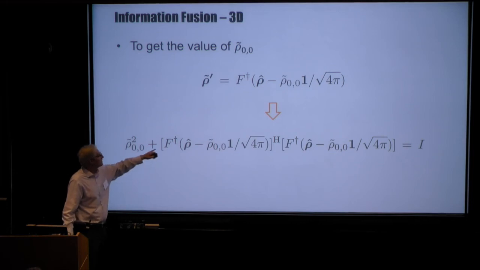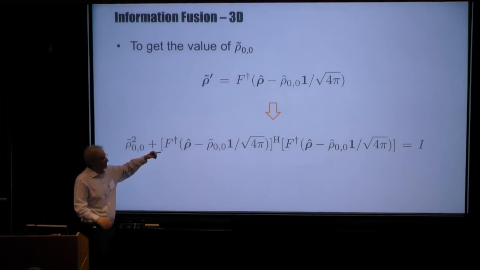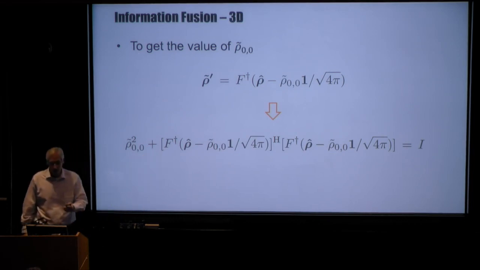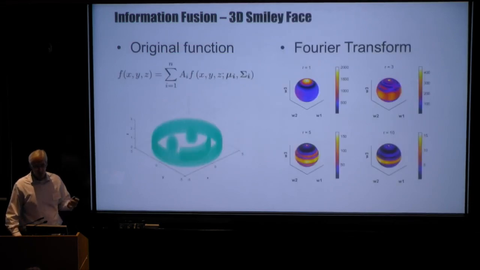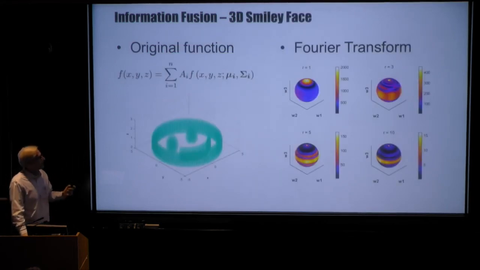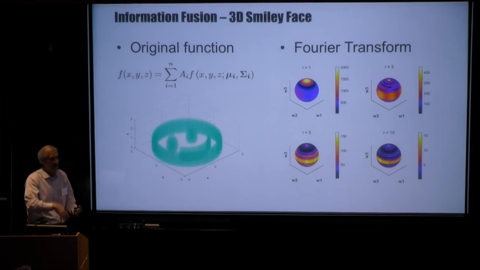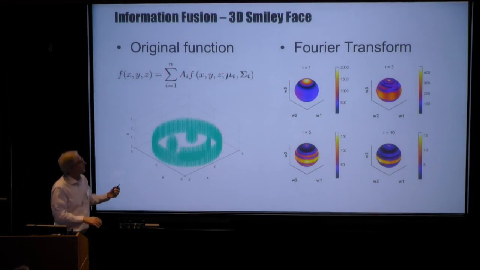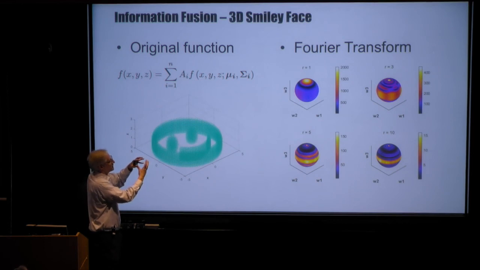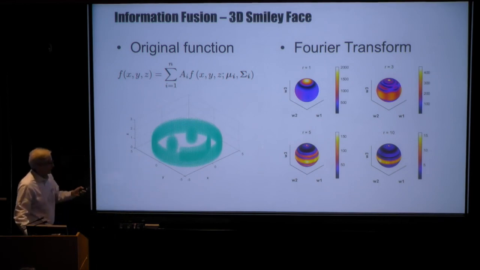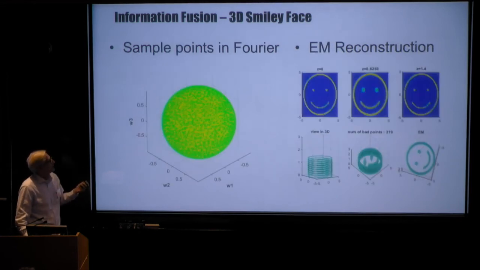In this case, the matrix F is not a square matrix, so we use a pseudo-inverse, and we get results like this. Now we have a 3D smiley face, okay? It has thickness in the z direction. If we look in Fourier space, we have concentric spheres again. That's how we're going to visualize the data.